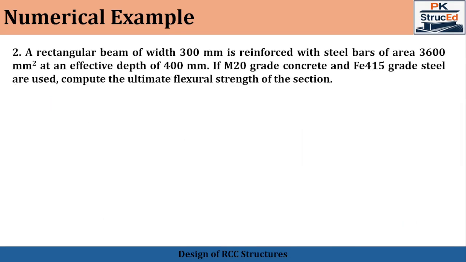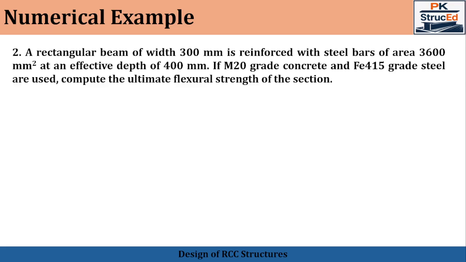Now let us move to example number 2. Here again a rectangular beam has been given, in which the width of the beam is given as 300 mm. The area of the steel is given as 3600 mm square, which is being provided at an effective depth of 400 mm. The grade of concrete is M20 and the grade of steel is Fe415. We are asked to compute the ultimate flexural strength of the given section.